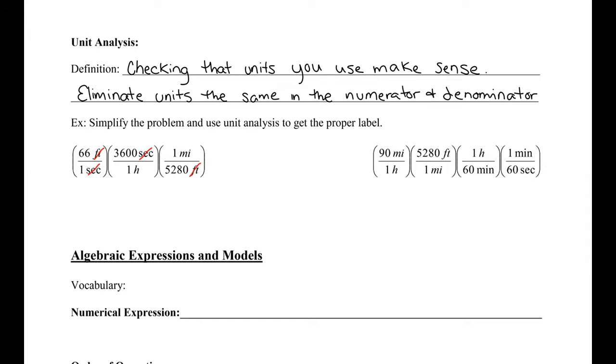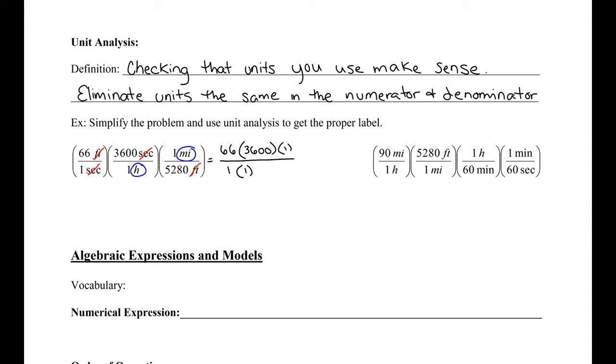This leaves me with miles in the numerator and hours in the denominator. These are going to make up my units. To simplify the problem, I'm going to multiply all the numbers in the numerator together. So 66 times 3,600 times 1. And I'm going to put it over the numbers in the denominator.